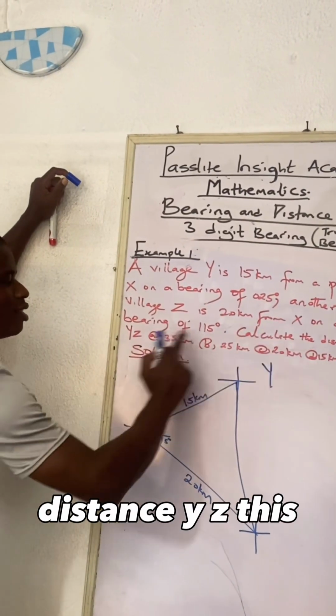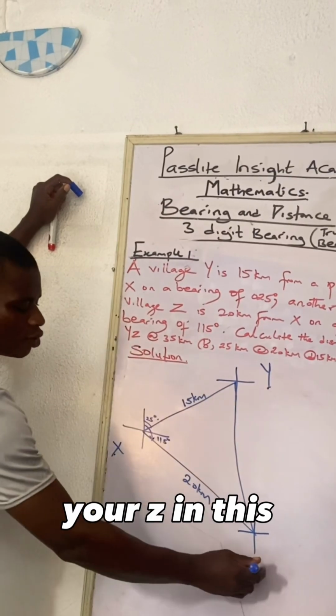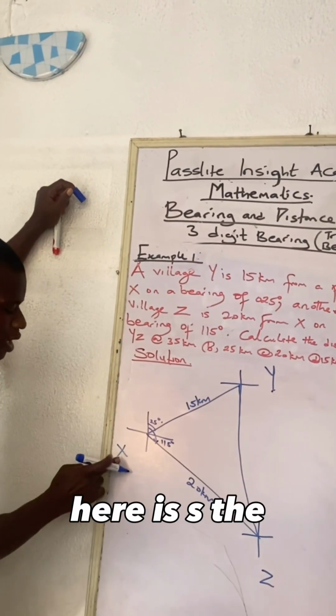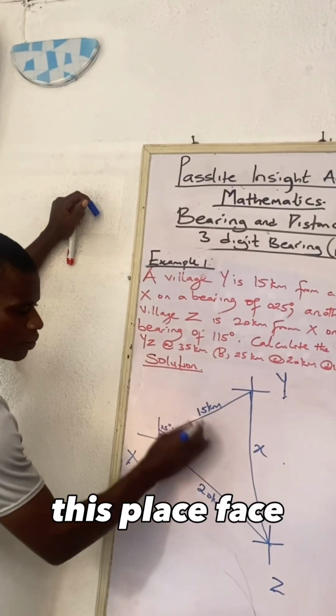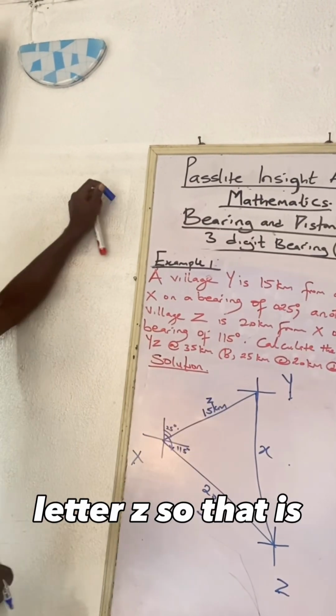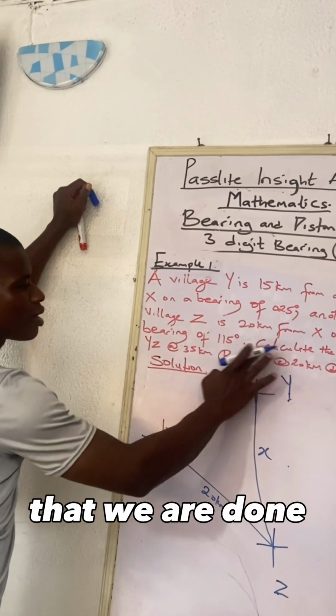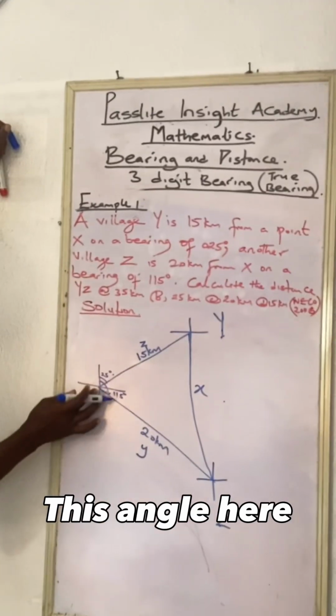Calculate the distance YZ. This is Y and this is Z. The distance between them we don't know. Here is S, opposite to S. So this place is Y, and this place here is small letter Z. So that is it. Let's go on with that. So let's get all these angles here.